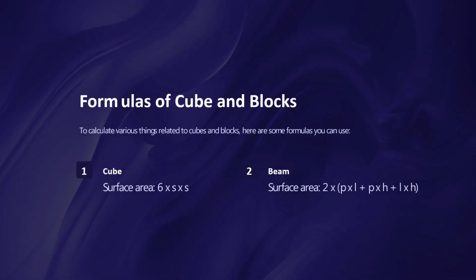Formulas of cube and blocks. To calculate various things related to cubes and blocks, here are some formulas you can use. Number 1. Cube. Surface area 6 times S times S. Number 2. Beam. Surface area 2 times P times L plus P times T plus L times T.